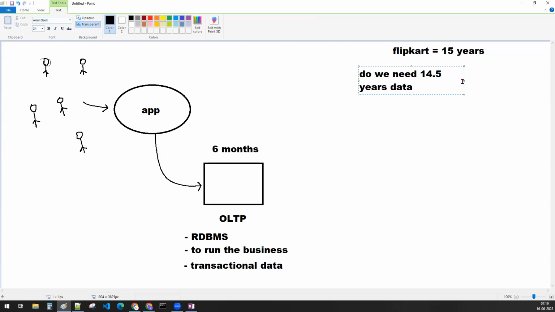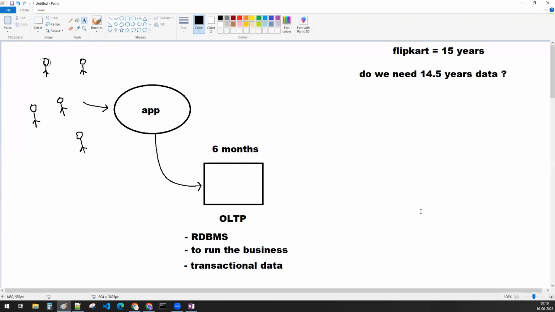If we don't need it, we can delete it. First thing, right? The last 6 months of data is very important, or the last 3 months, whatever it is, but that is transactional data, because users want to see information, or place a return order, or check their orders, and that kind of information they want to check.